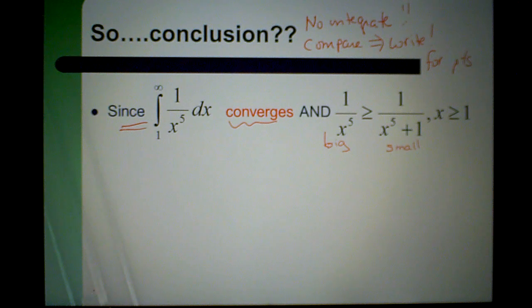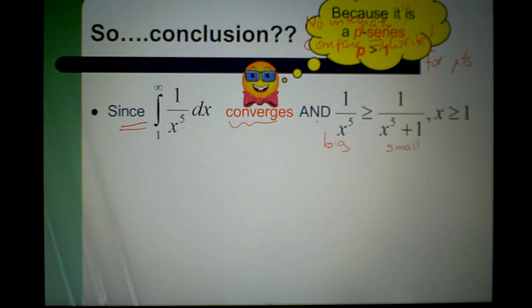And it's still not all. You have to tell me how you know 1 over x to the 5th converges, because it is a p-series with p greater than 1. So tell me what you know, how you know it, and the relationship between your known and your unknown.